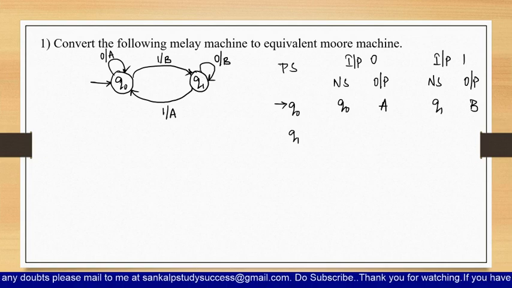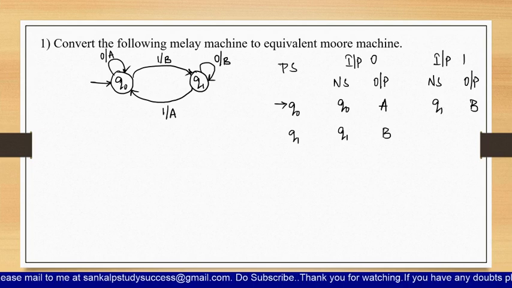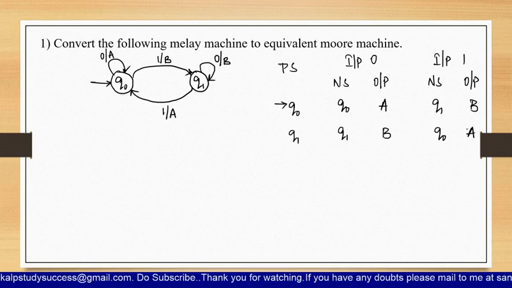Then for Q1, if you apply 0, it goes to Q1, but the output is B. If you apply 1, it goes to Q0 with an output of A. So this is the equivalent transition table for the given transition diagram, that is for the Mealy machine. Now we are going to convert this into a Moore machine.